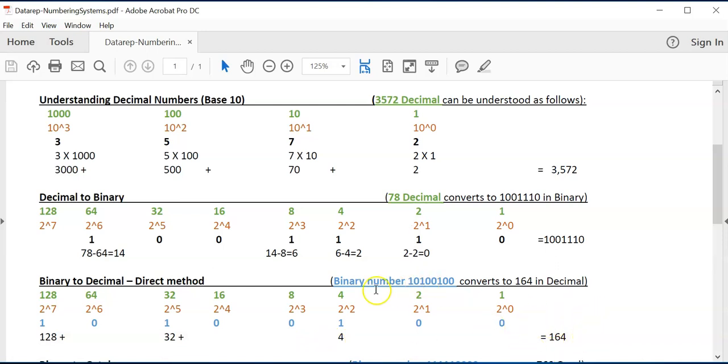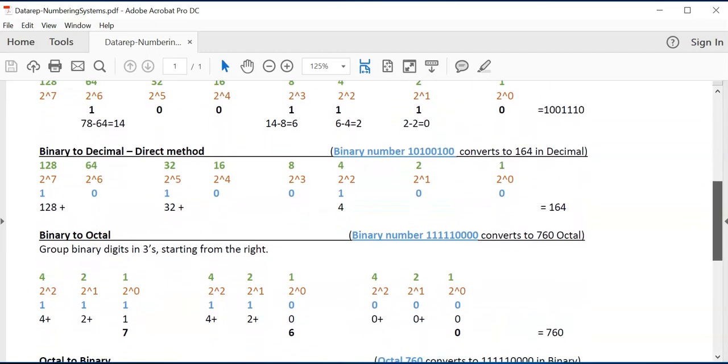What have we done here? We've taken a binary number, which we wrote down here, and we converted that into a decimal. So this number in binary makes 164 in decimal. So we've done the reverse of this. Here we took a decimal number 78 and made it into binary. Here we're taking a binary number and making it into a decimal. Okay?